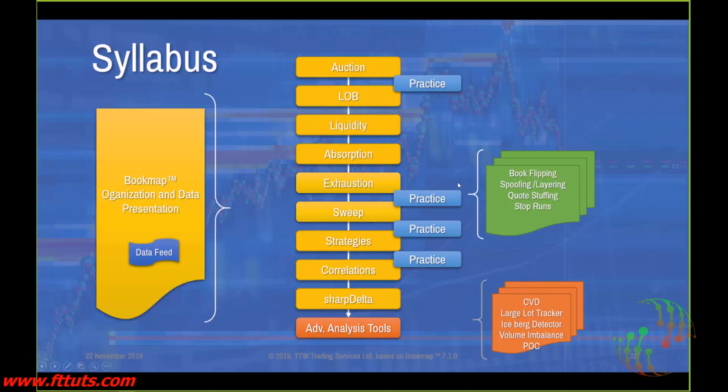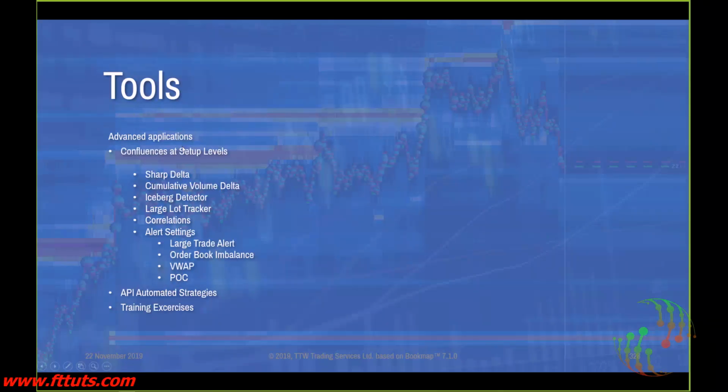Let's talk about Bookmap and its advanced applications, which could help you to understand better what the market is doing. Cumulative volume data we talked about, iceberg detector, large lot tracker, correlations, alert settings, APIs.